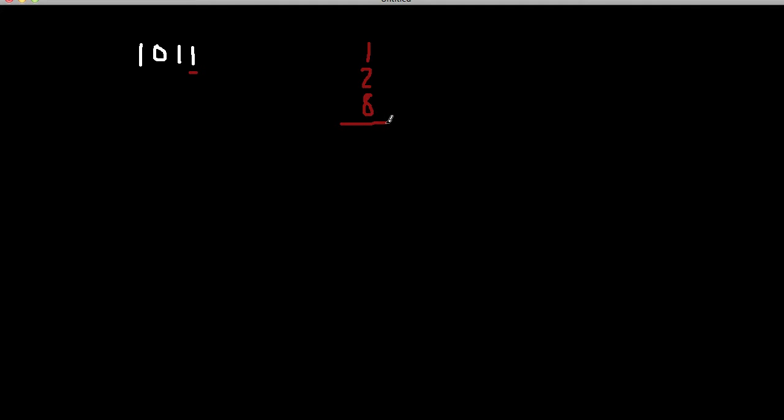So we convert that number. 8 plus 2 plus 1 is 11. So this is written in base 2, and it's the number 11 in base 10. So that's what we're trying to do. It's a pretty straightforward operation. Let's see how we might go about doing that.